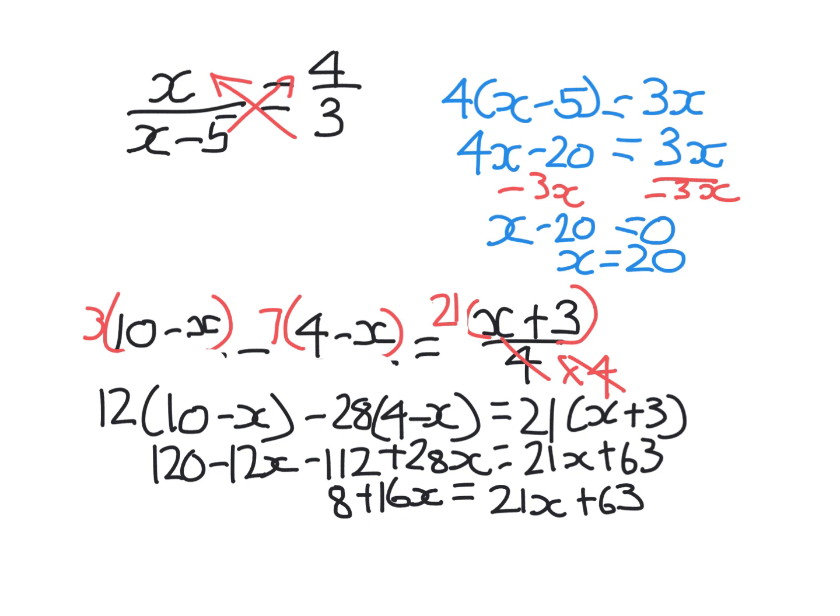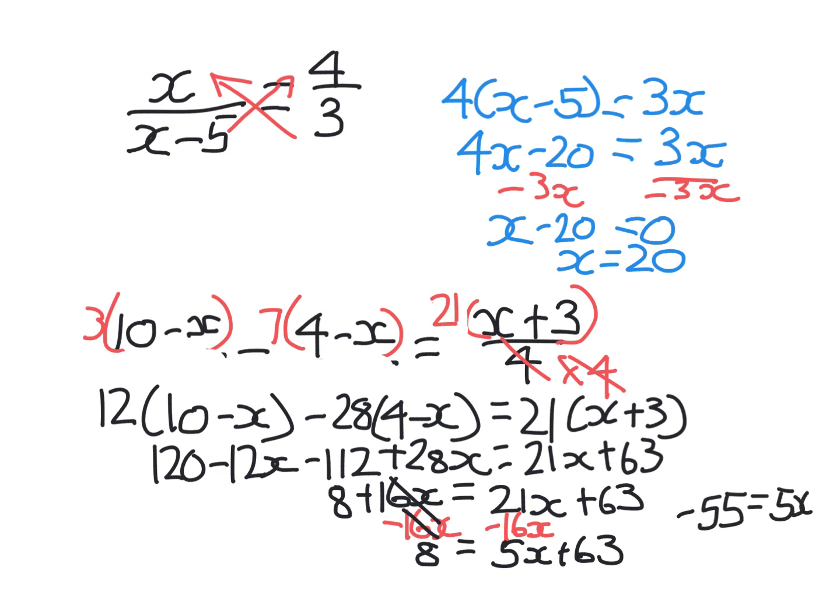Now we're going to complete step 2. We're going to subtract the pronumeral with the lowest coefficient. That's this one here. From both sides, I subtract 16x. I'm left with 8. 16x minus 16x is 0. 21x minus 16x is 5x. So I've got 8 equals 5x plus 63. Now I'm going to subtract 63 from both sides. Divide each side by 5. I get x equals negative 11.